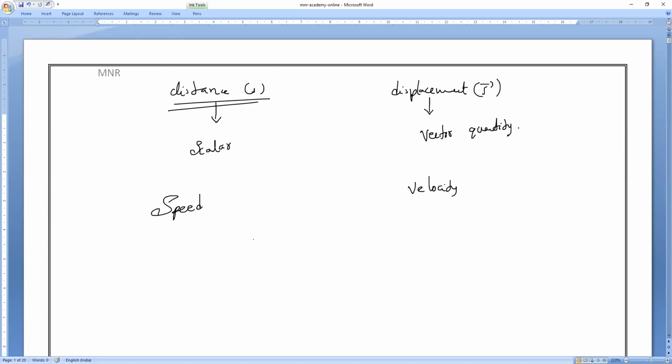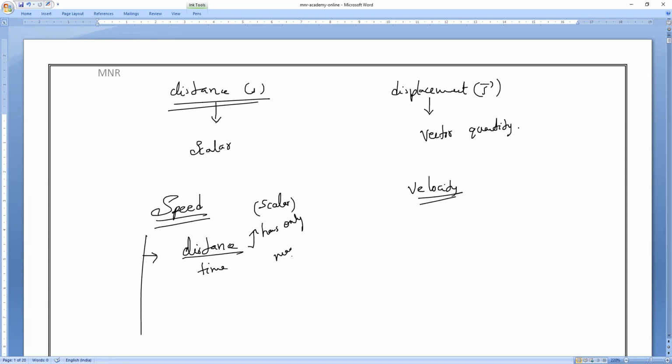Again, the same thing. Remember, speed means, I don't want to waste time, directly, speed means distance by time. So that is the meaning of speed. Speed is distance by time, so is it a scalar quantity or a vector quantity? It is a scalar quantity. No direction is there, it has only magnitude.